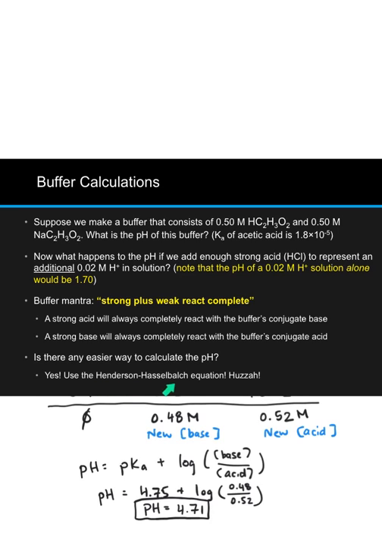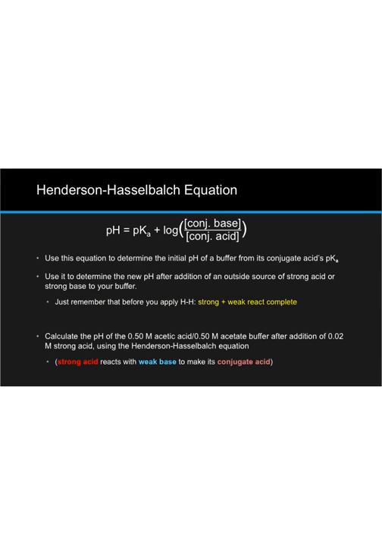We can use the Henderson-Hasselbalch equation universally to work with buffer systems. The pH of a buffer is equal to the pKa of the conjugate acid plus the log of the concentration of the base component of our buffer divided by the concentration of the acid component of our buffer. The slide walks us through one more time the steps that we took in the previous example to calculate the pH of our acetic acid acetate buffer after we'd added 0.02 molar strong acid.